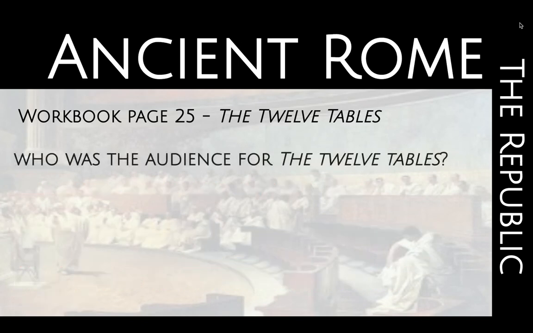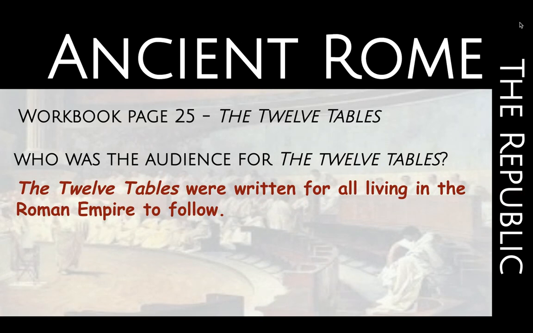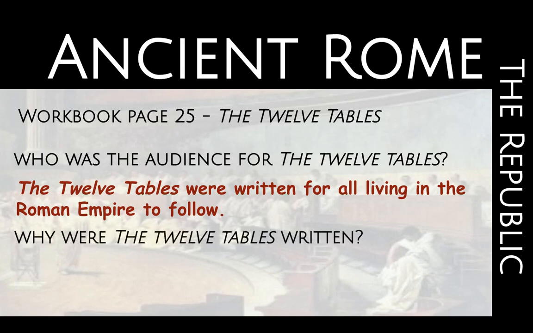Our next question is, who was the audience for the 12 Tables? Who was supposed to be reading these laws? I said the 12 Tables were written for all living in the Roman Empire to follow. So anyone living in their territory was the audience because they all had to follow the same law.